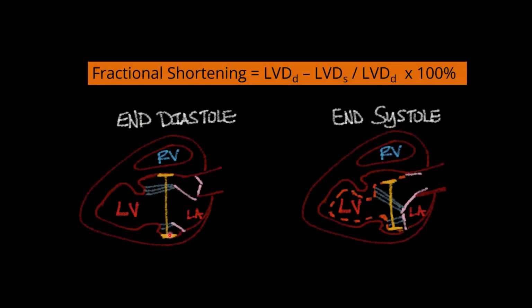The concept behind fractional shortening is measuring the change in size of the LV cavity from its biggest size in end diastole to its smallest size in end systole. And when you can compare these two differences by using this formula here, which I just remember as big minus small over big, you'll get the change in size of the LV cavity from diastole to systole.